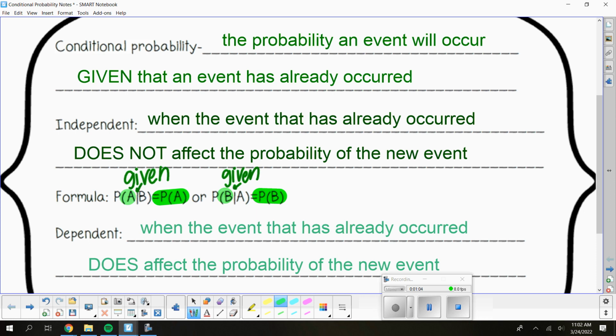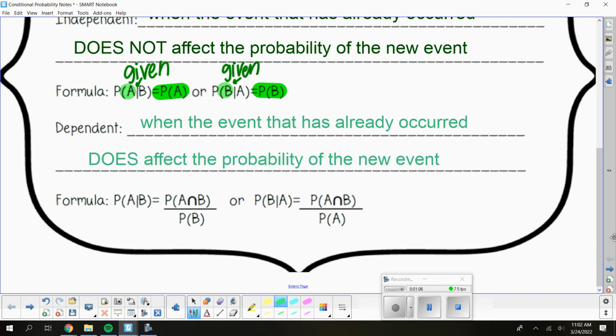Now when it's dependent, we have a little bit more to do. When the event that has already occurred does affect the probability of the new event, it's a dependent conditional probability. So we would have the probability of A given B. Now this is when it will affect it. This is a symbol from before. This symbol stands for and. So that is your indication that we would be multiplying here. So this time we're going to take the probability of A and B, so the overlap or intersection, and then divide by the probability of B.